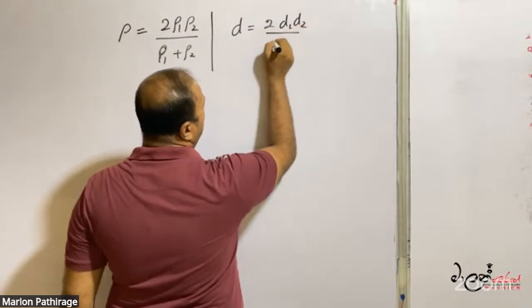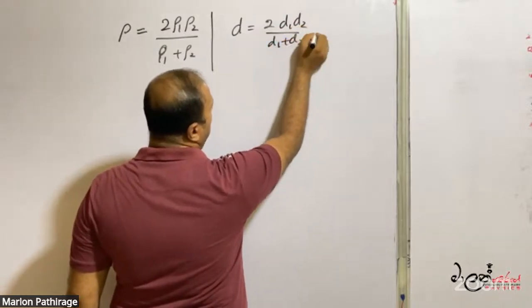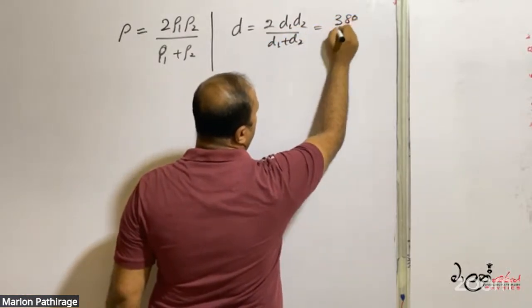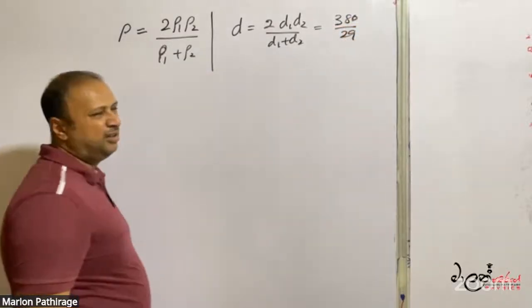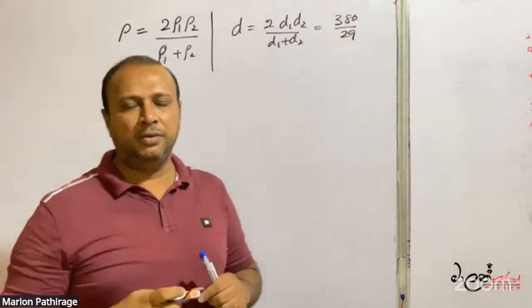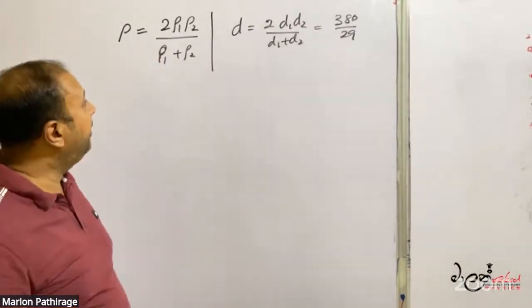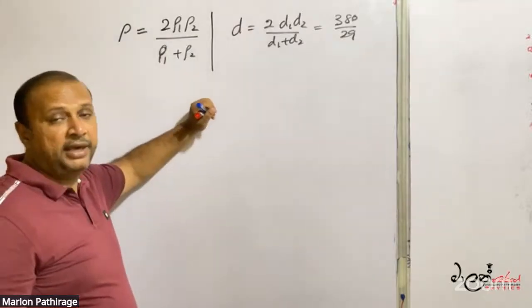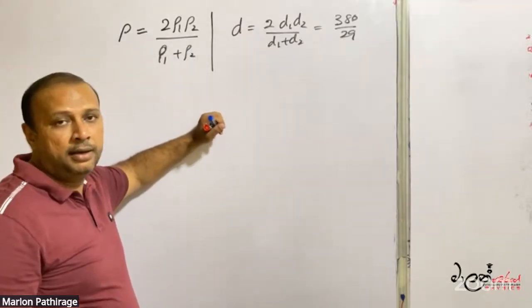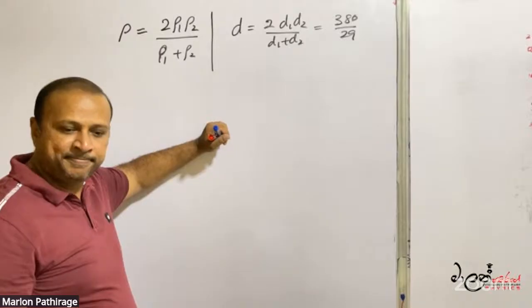D1, D2 over D1 plus D2. This is equal to 380 over 29. Whether we write rho or D, it is the same, because if we take densities in gram per cubic centimeter, then both are equal.